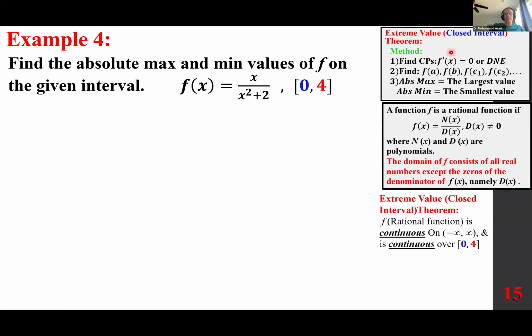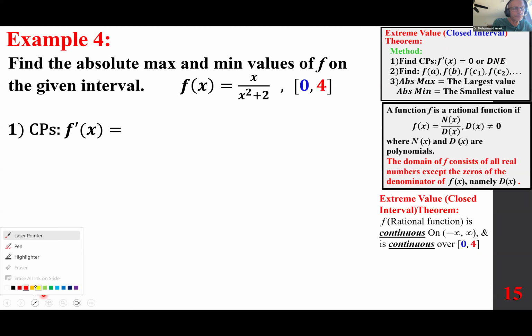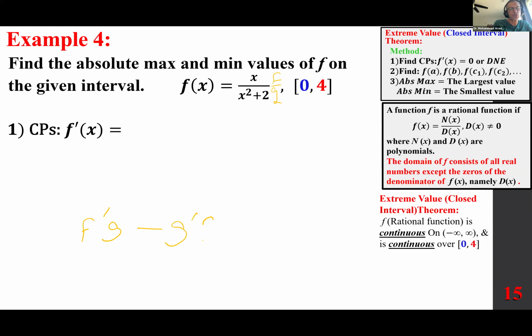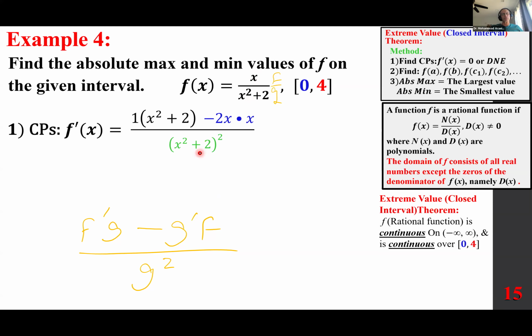We want to find CPs by finding f prime of x first. To do so, we are going to write f over g, and we are going to use f prime g minus g prime f over g squared. That's the quotient rule. So f prime is simply 1 times the bottom x squared plus 2 minus g prime, which is simply 2x, times the numerator x, and you write the bottom in parentheses and square it. So x squared plus 2 quantity squared.